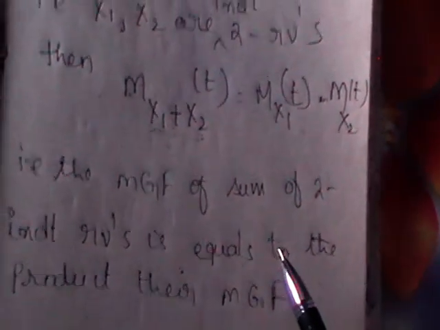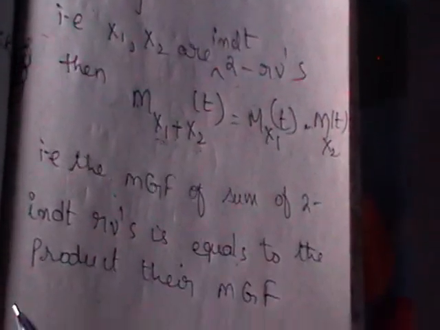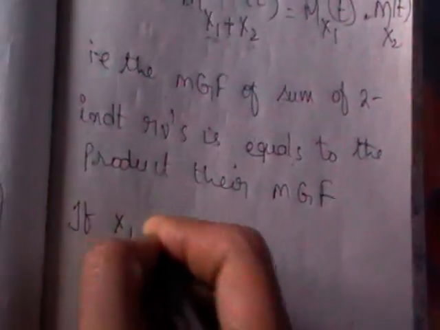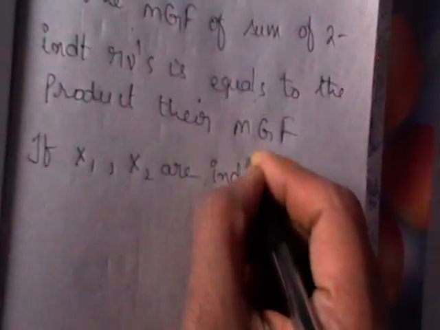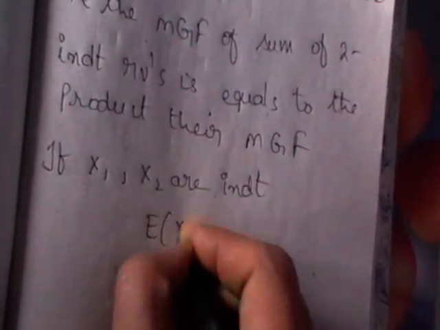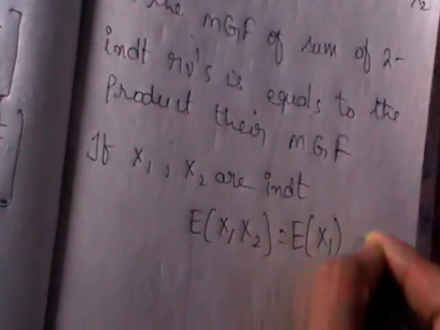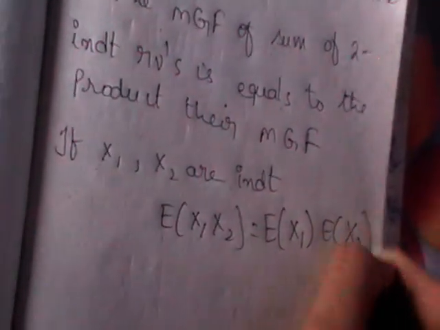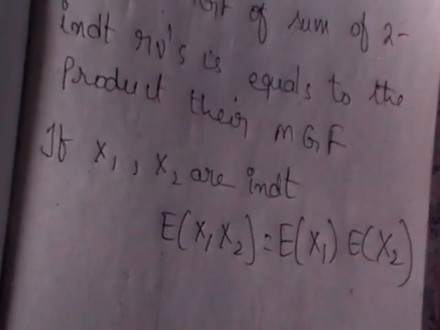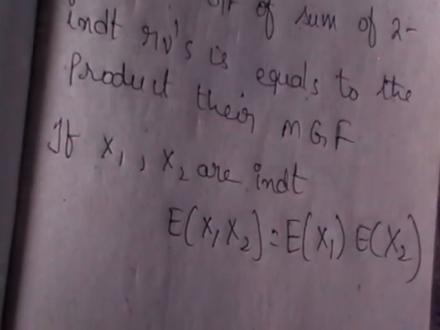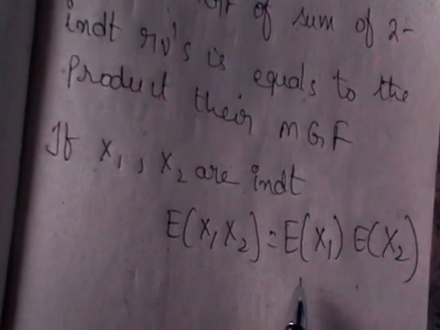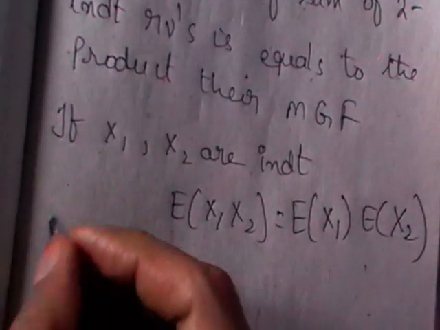So let us prove this. It is given that X1, X2 are independent random variables. If X1, X2 are independent, you know that, using the multiplication theorem on expectations, the expectation of X1 X2 is equal to the expectation of X1 into the expectation of X2.